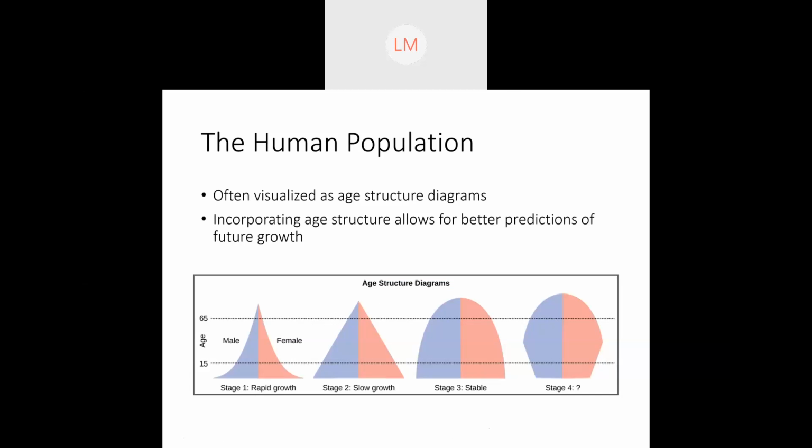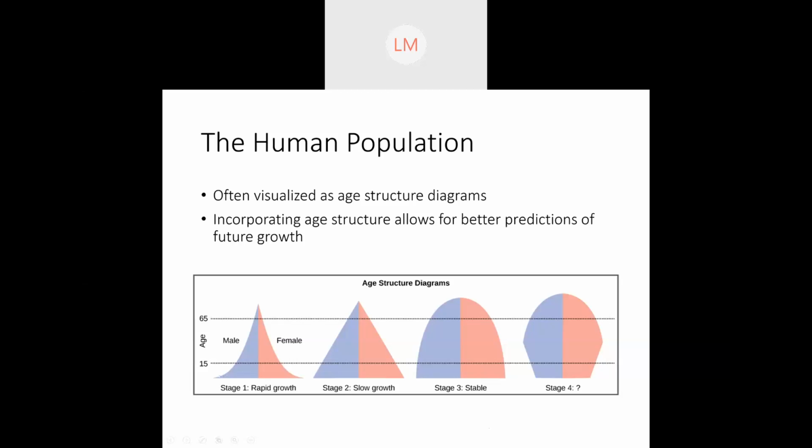One interesting thing that we do with the human population is we build these age structure diagrams, and this is generally done for various countries. That's typically on the scale that you see it, an age structure diagram of the population of one country. And this allows us to better predict future growth. Basically, what happens is we take different cohorts, different age ranges, and we plot the number of individuals in those groups in these little pyramids.